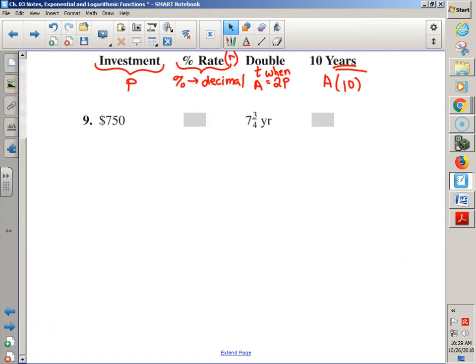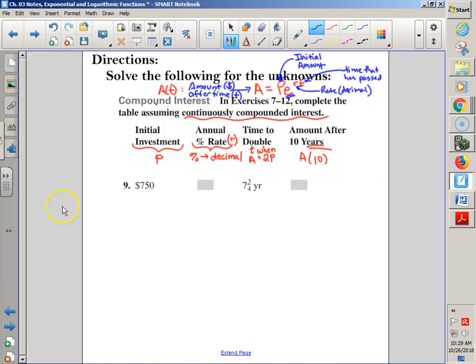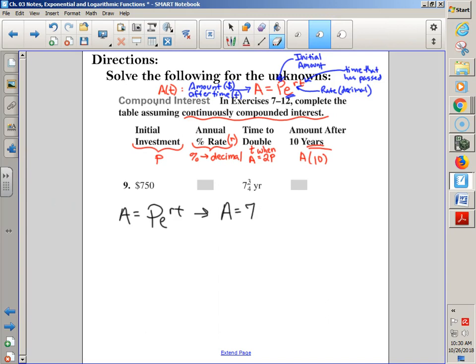Yep, the initial amount is $750. So I can put $750 in my P spot, right? A equals P times e to the RT is what I'm using, and I'm going A equals 750 e to the RT. Now, in number 8, it gave us an R, and so you could put that R in, and you're like, yay, let's go. The problem is in number 9, they don't give us an R. What do they give us instead?